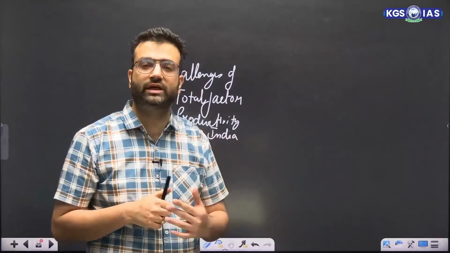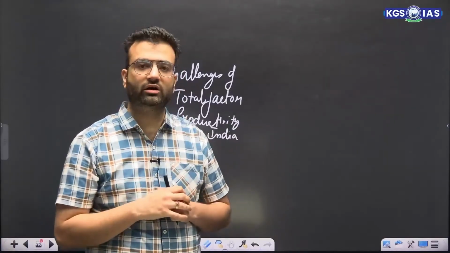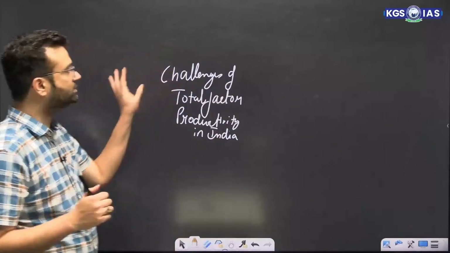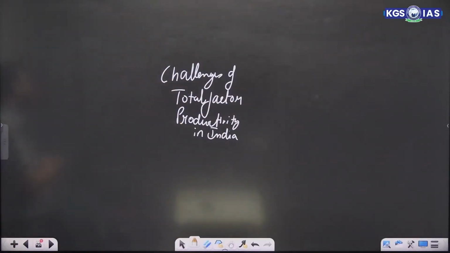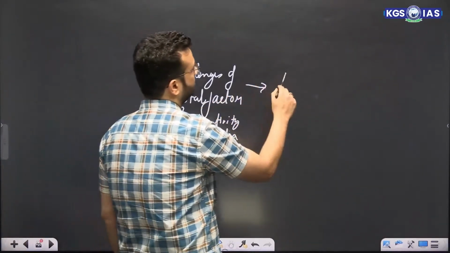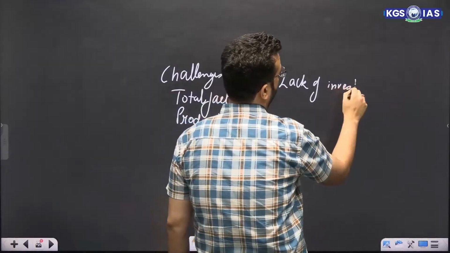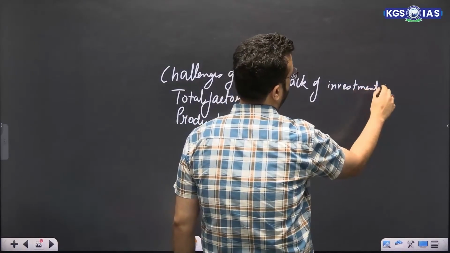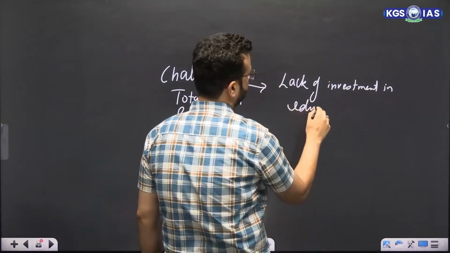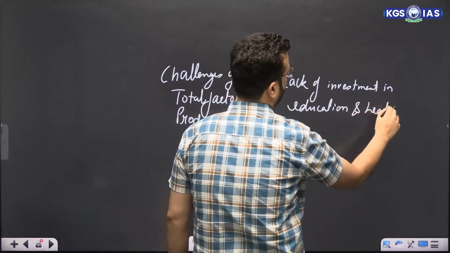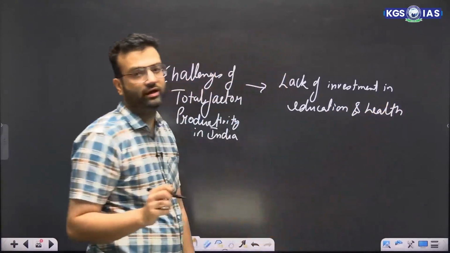We are continuously saying that we want to become a $5 trillion economy, a developed economy by 2047. But for that, these factor productivity challenges need to be addressed on a regular basis. So what is the first challenge? The first challenge is lack of investment in education and health.